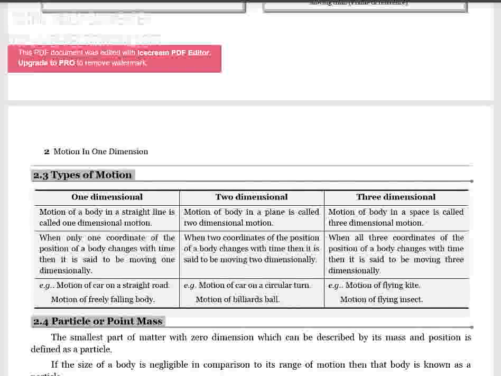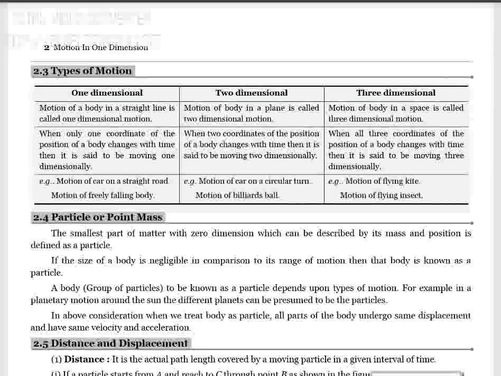And the other thing is types of motion. We have three types of motion: one-dimensional, two-dimensional, and three-dimensional motion. Therefore, we will see only one-dimensional motion, that is along x or y direction. But in two-dimensional, both x and y, and this one is x, y, and z, three-dimensional. But this one is along x or y or z, only one direction.